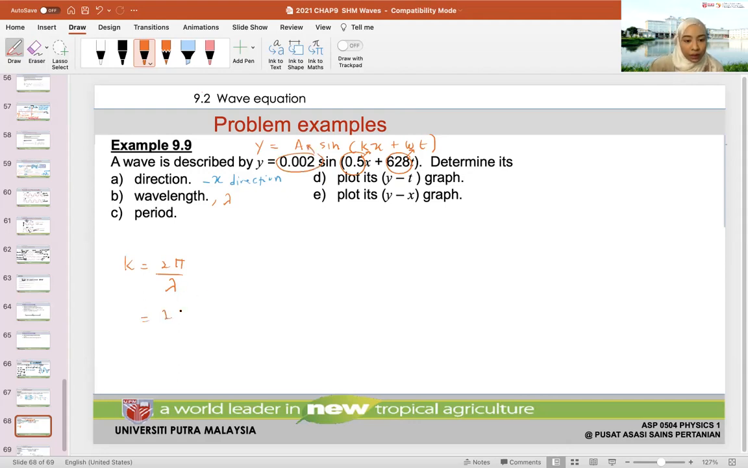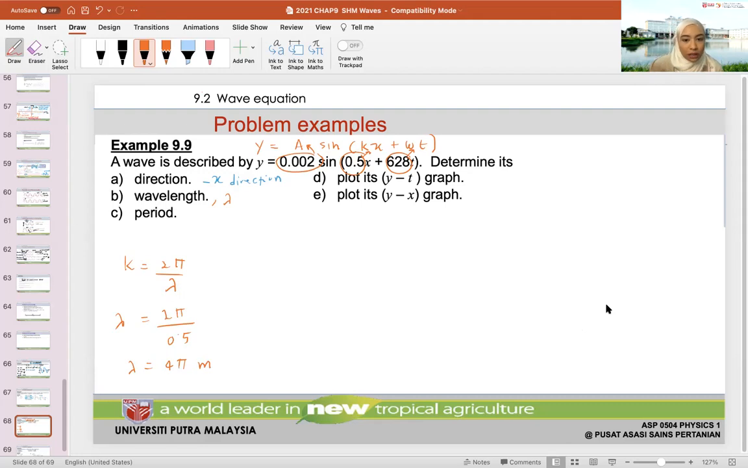Okay, so 2 pi over 0.5 will give me my lambda, which is 4 pi. Lambda is 4 pi in distance. This is in meters. Okay, next one.